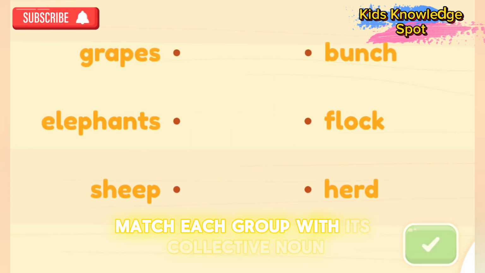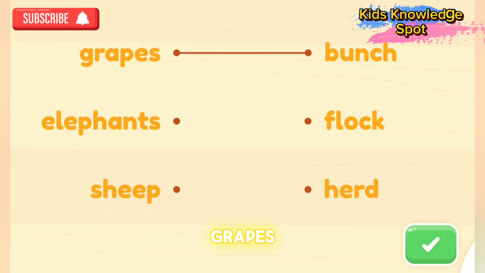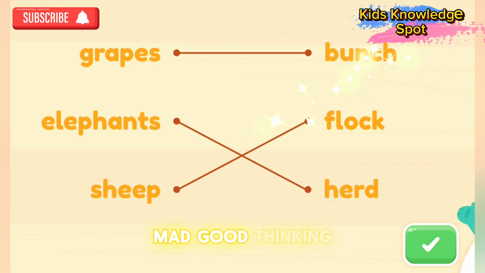Match each group with its collective noun. Grapes. Elephants. Sheep. Match. Good thinking.